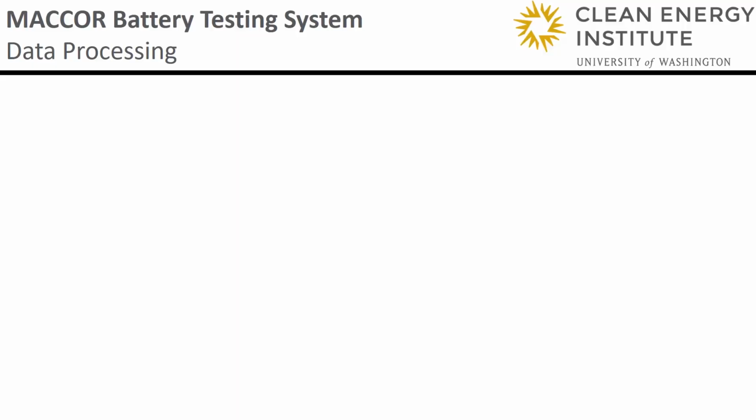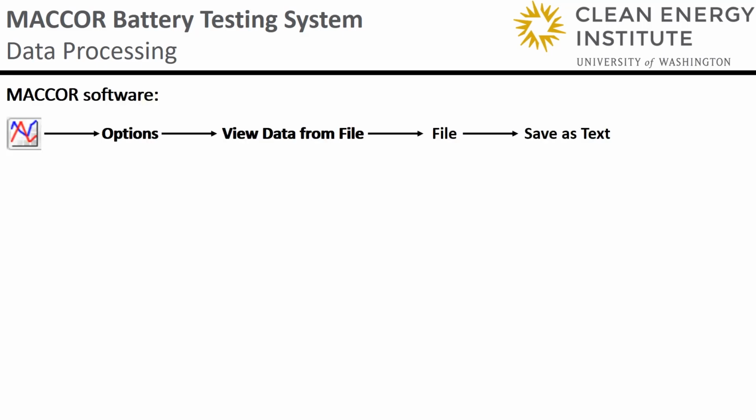So now that we've seen how to cycle our battery on the MACCOR, let's go over a little bit about data processing after the fact. I showed you a little bit on the instrument how to save your data using the chart, but I'm going to show you a little bit about how to use the view data from file. So we'll do the same procedure, click the graph icon, go to options at the top, and click view data from file rather than view data from chart.